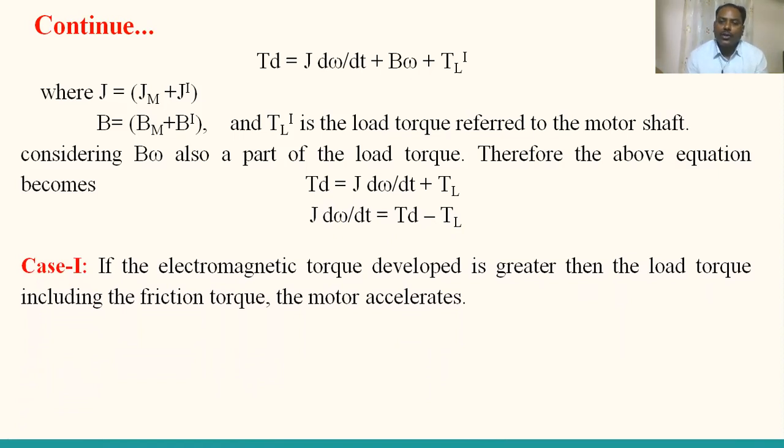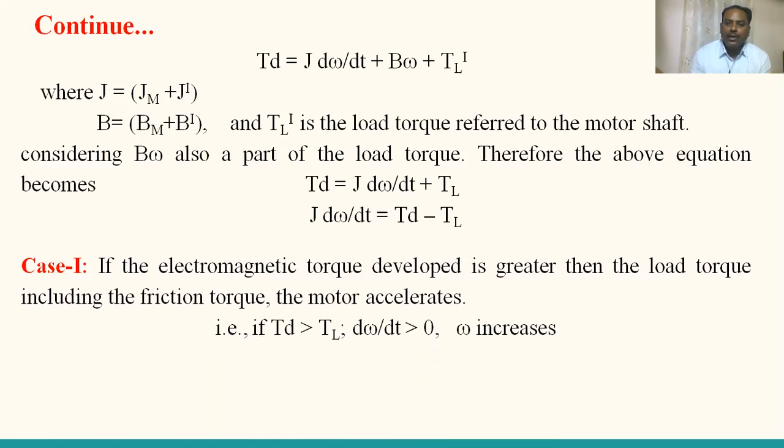If the electromagnetic torque developed by the motor, TD, is greater than the load torque including friction torque, the motor accelerates and moves forward. That is, if TD is greater than TL, dω/dt is greater than 0 and ω increases. This is case 1. So TD dominates TL.